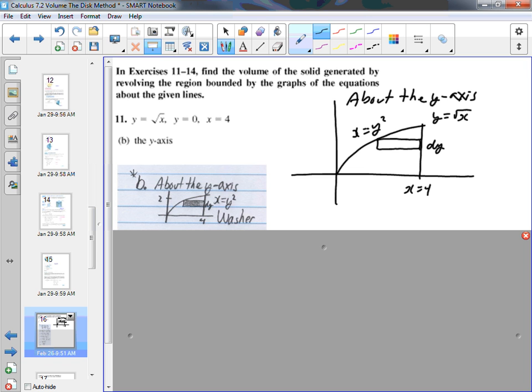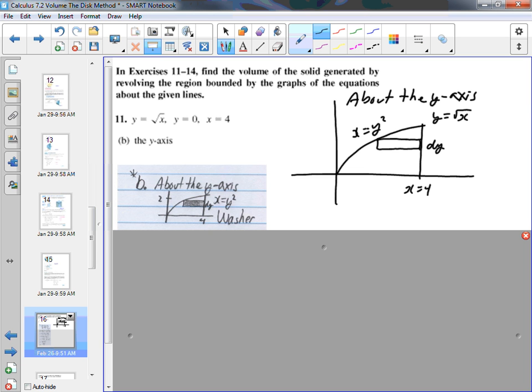And it's kind of weird. Function of y means it's got to be solved for x, okay? Just like our normal functions that are functions of x, they're always solved for y, aren't they? So function of y means solved for x, okay? And we've got to start doing this now.